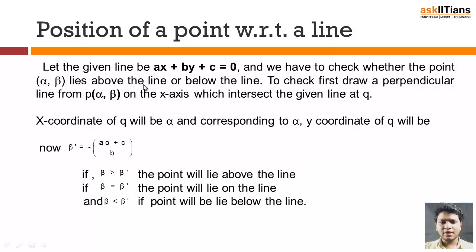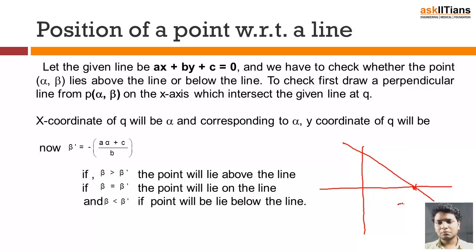Let the given line be ax plus by plus c equals to 0. So we have a straight line. Suppose this line is represented by this, and this point will be nothing but minus c by a comma 0, and this point will be nothing but 0 comma minus c by b. You'll get these points by putting y equals to 0 for this and x equals to 0 for this. So we have got the points.